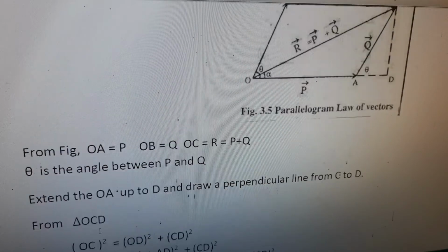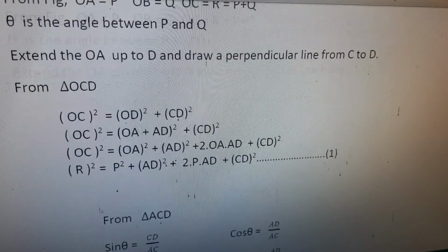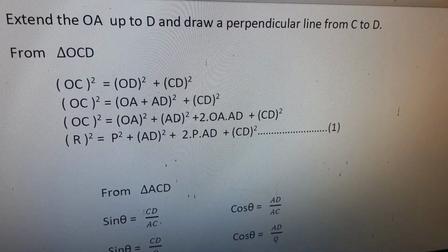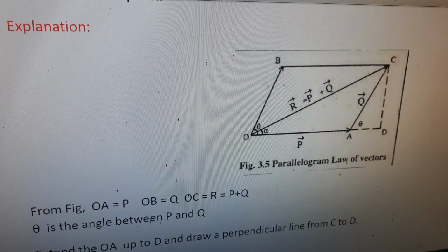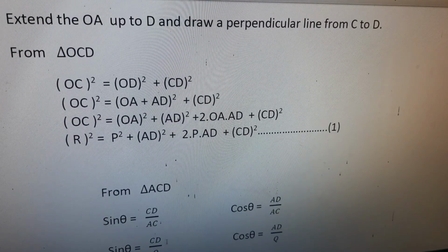So from the figure we can observe this one, ACD is the right angle triangle. The right angle is at D. In this one we can determine the AD value as well as CD value. AD is the horizontal value, CD is the vertical value. Now from triangle ACD, sin theta is equal to CD by AC. Why? Sin theta means opposite side by hypotenuse. So sin theta equal to CD by AC.